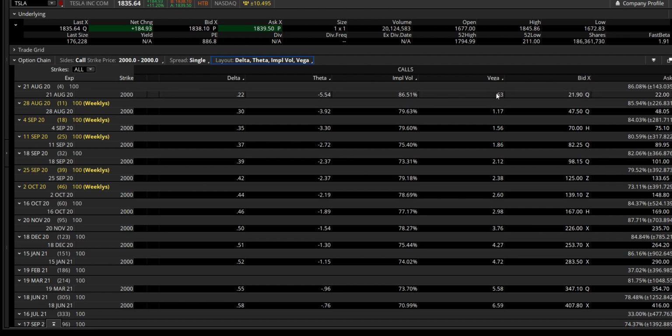So don't worry about the specifics of the percentages and the parameters. Just keep it at a very basic level. Your Vega is 0.63, whatever that means. So when volatility goes up in there, you're going to make 0.63 of the volatility move. Likewise, when volatility goes down, you're going to lose.